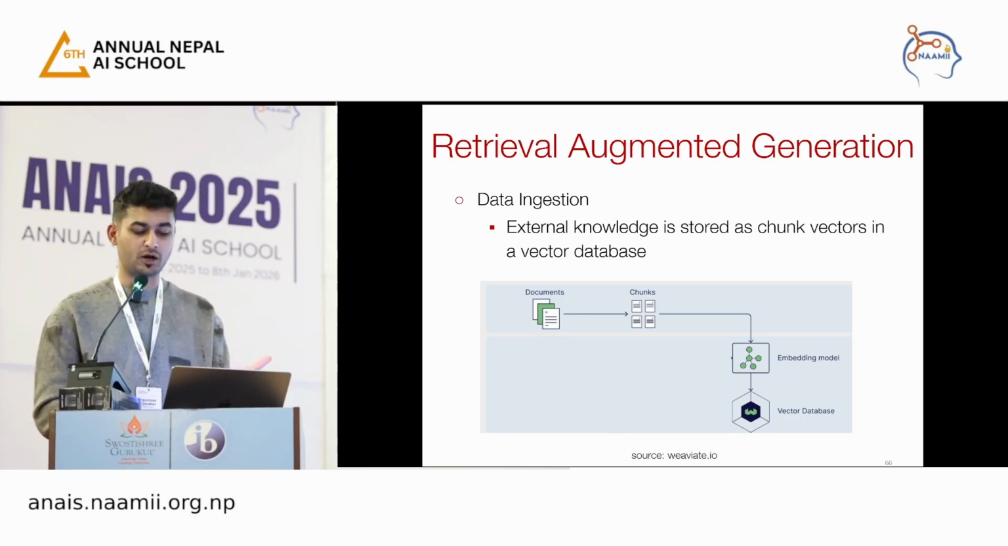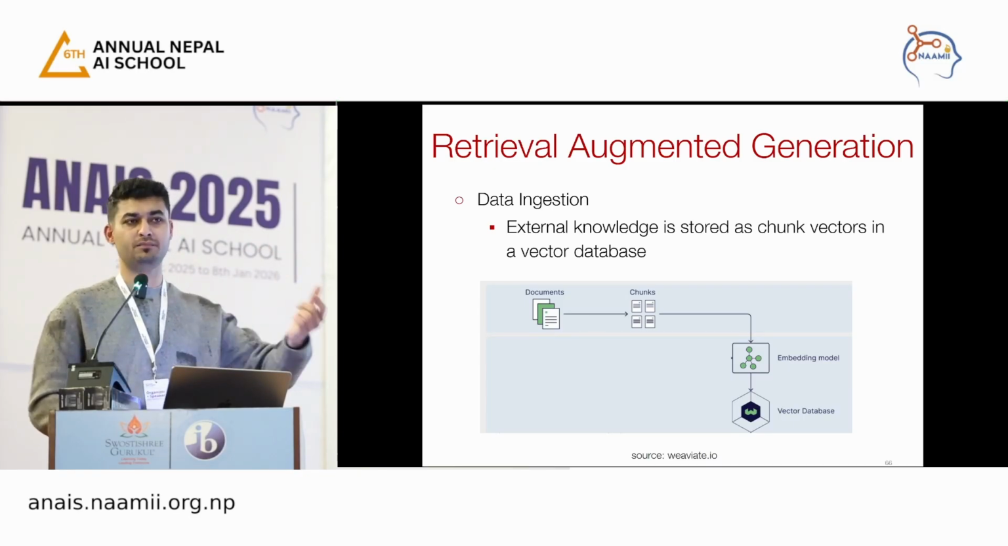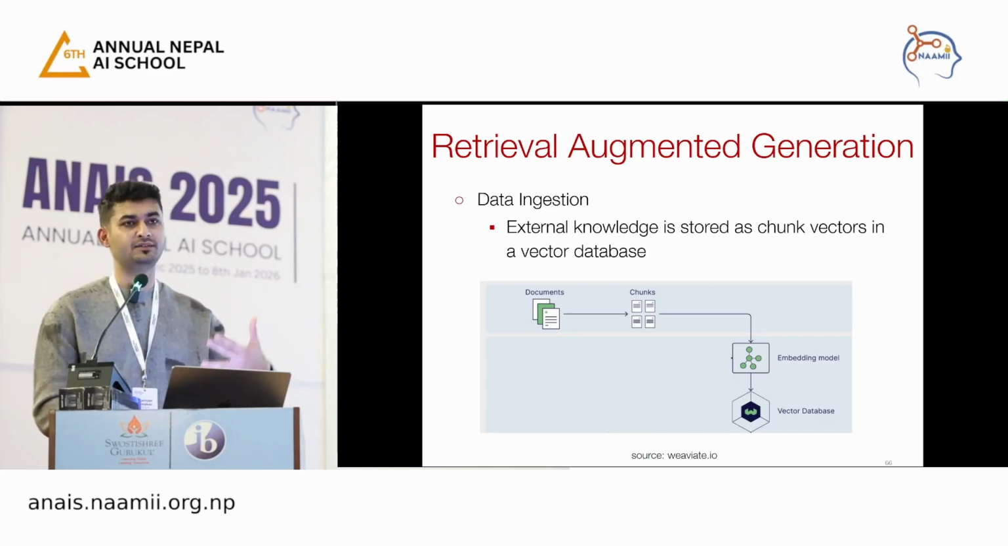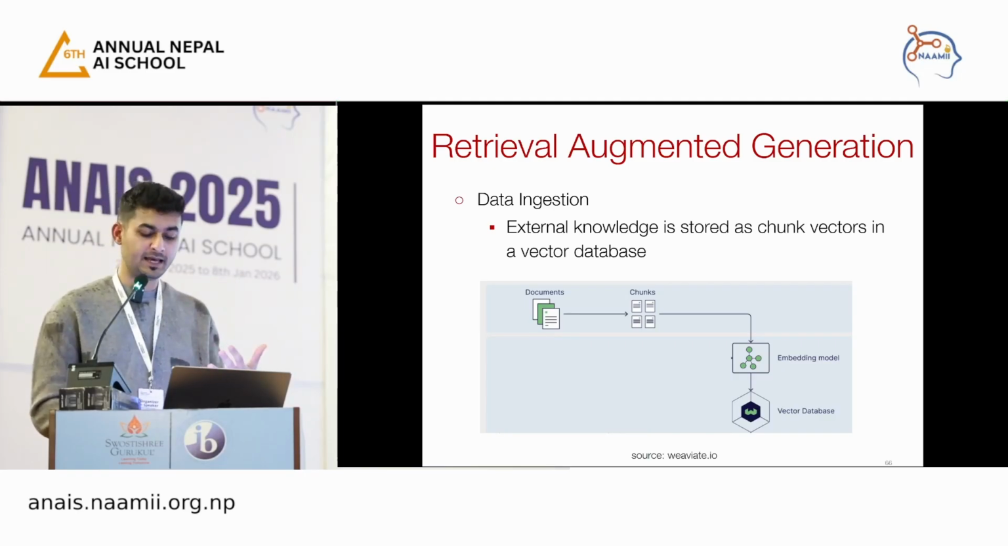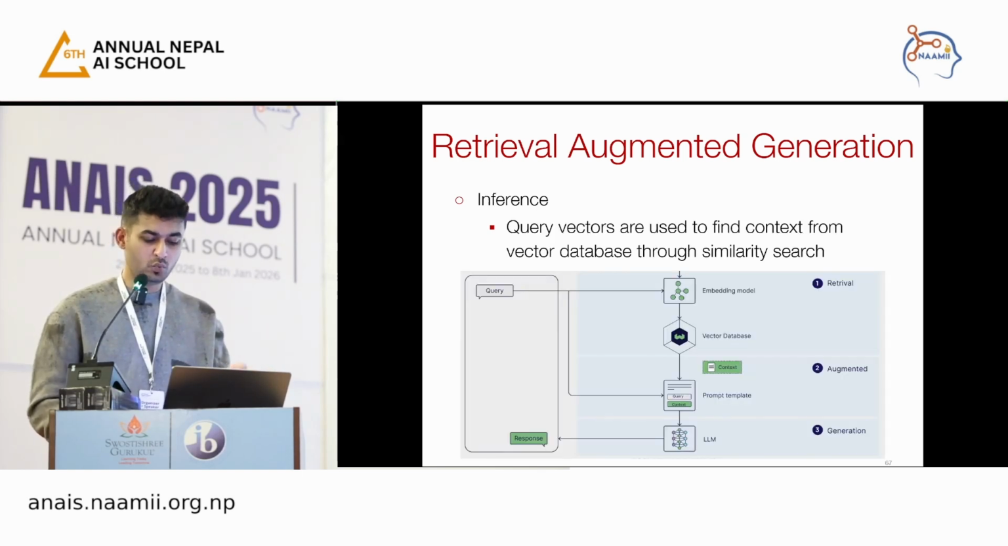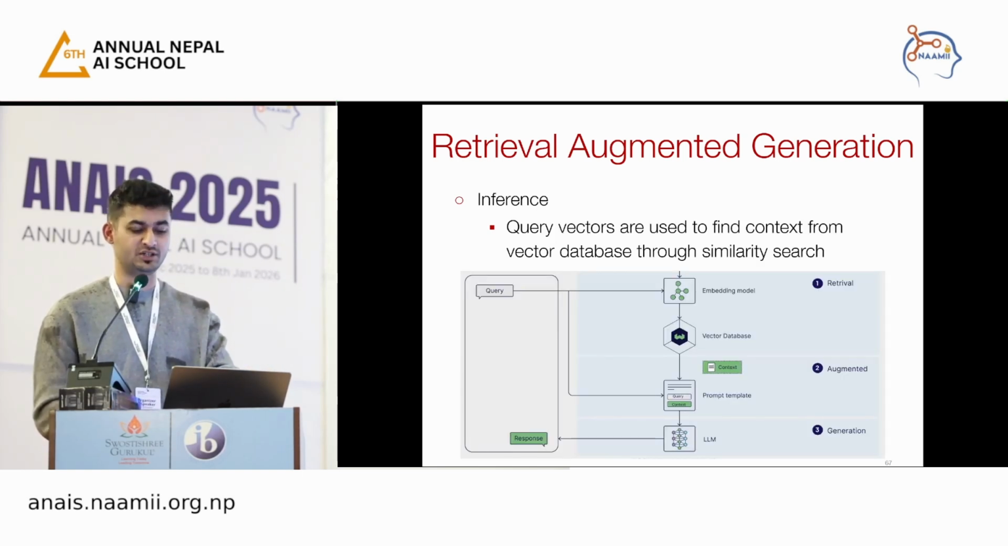I will use an embedding model and store them in a vector database. So if I have 100 million chunks, my vector database will have these 100 million times d-dimensional embeddings, and the embedding model here can be a sentence transformer. So this is where I have ingested my data.